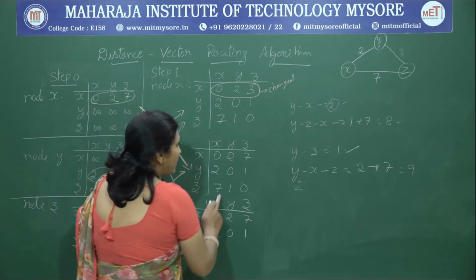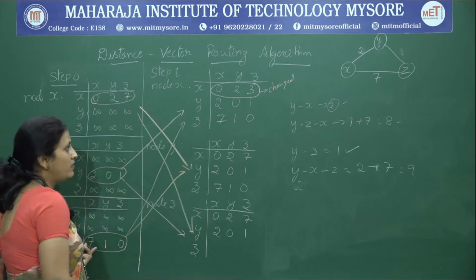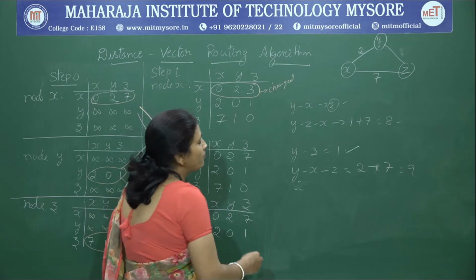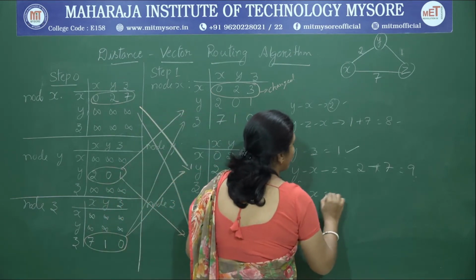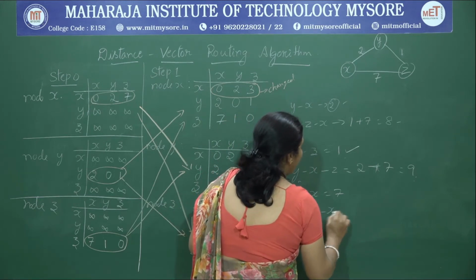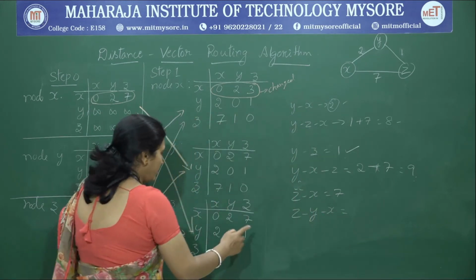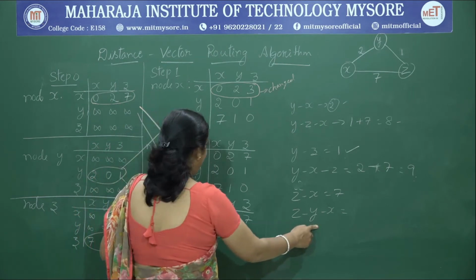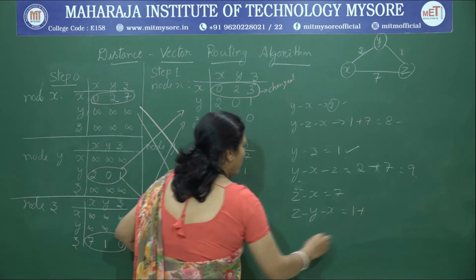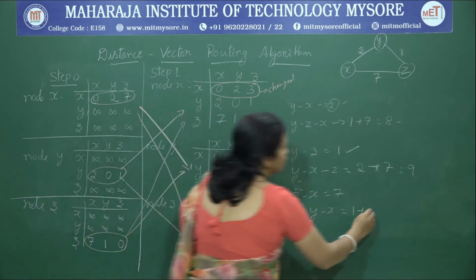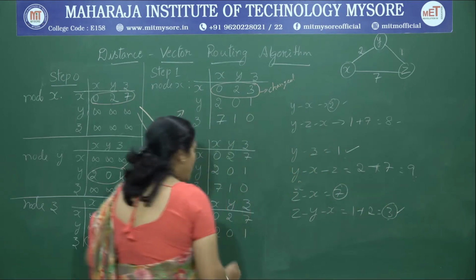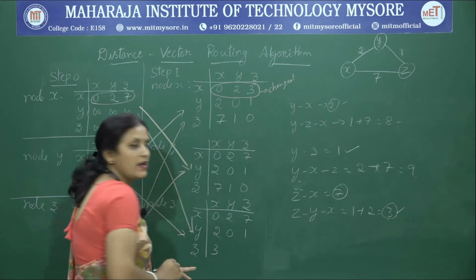Okay. So, from z to x we had 7. Is there any other path through which we can go? We can go to y and then from y to x. From z to y it is 1, and from y to x it is 2. So, that becomes 3. Among 7 and 3, 3 is the minimum. So, we will take 3 as the value.